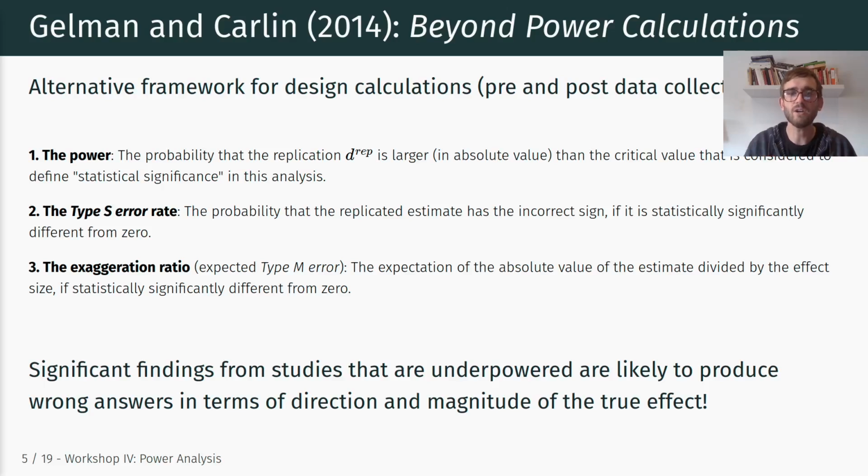So the take-home message from this paper is that we need to use larger sample sizes than what is commonly used in psychology, and what, for example, is outlined in the Cohen paper would in many cases be insufficient according to Gelman and Carlin. Okay.